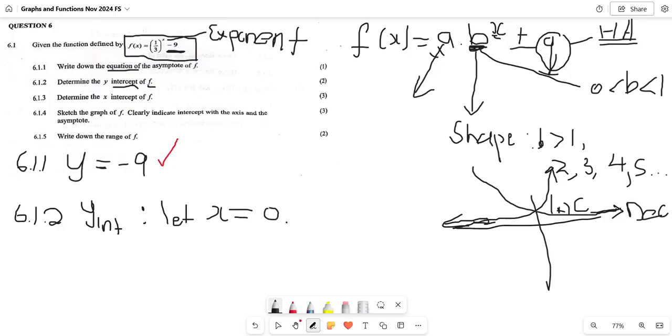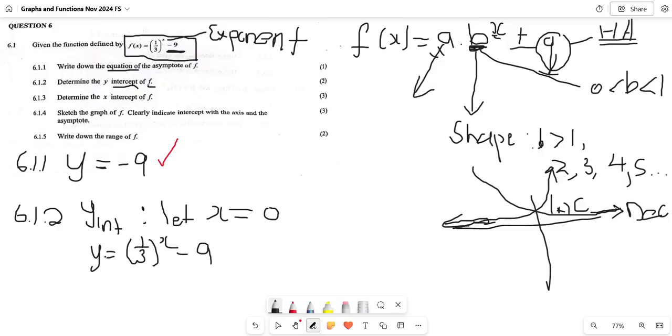How do we let the x to be equal to 0? Remember, what are we looking for? We are looking for the y-intercept of this function, f of x. Let us write that function. We know that f of x is the same as y, so in place of f of x, I can write y. Then I'm going to say y is equal to, in brackets 1 over 3, all to the power of x, minus 9. Now we are looking for the y-intercept.